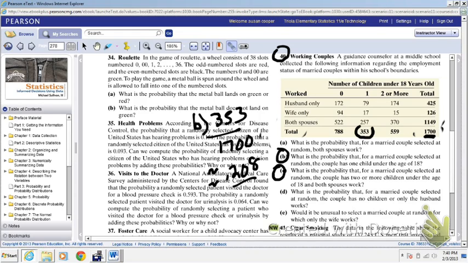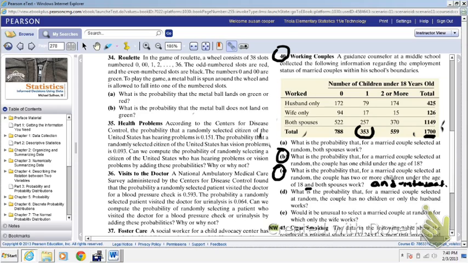In part C, it says, what's the probability that for a married couple selected at random, the couple has 2 or more children under the age of 18 and both spouses work? Aha, be on the lookout here. And both spouses work, and to me that is my trigger. Intersect. Especially when you're reading a table, okay? So you're really looking for the intersection. Let's say that again. So they have 2 or more children under the age of 18 and both spouses work.